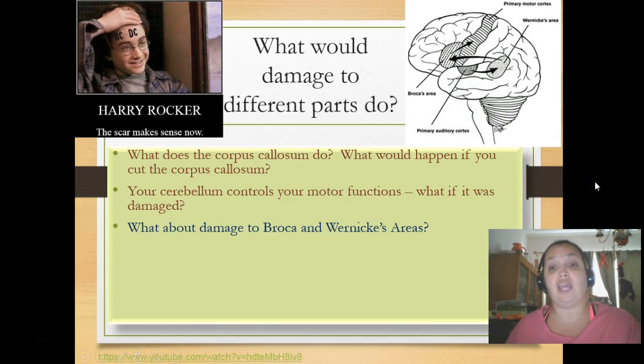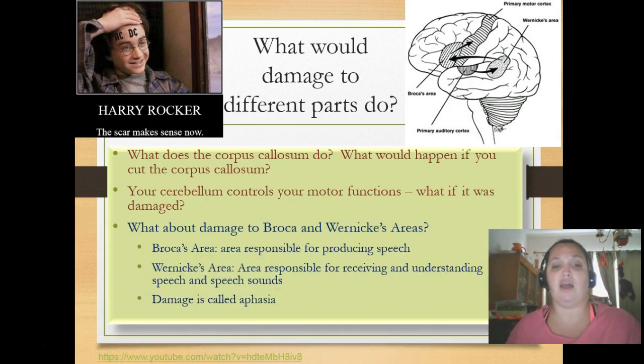And then how about Broca's and Wernicke's areas? They're really important, so we want to make sure we talk about them. Broca's area is the area right now that allows me to talk to you. It produces speech. And Wernicke's area is the part that allows you to receive what I am saying and understand it. That is the part that receives speech.